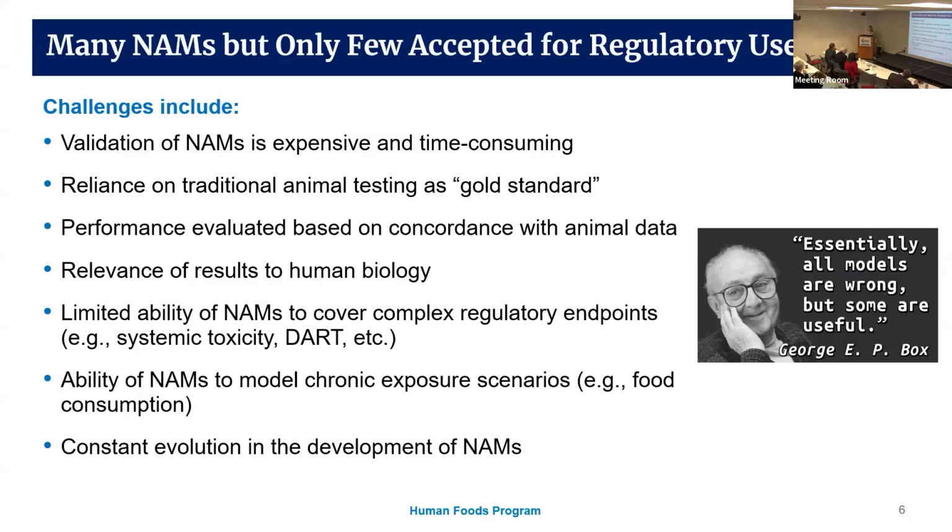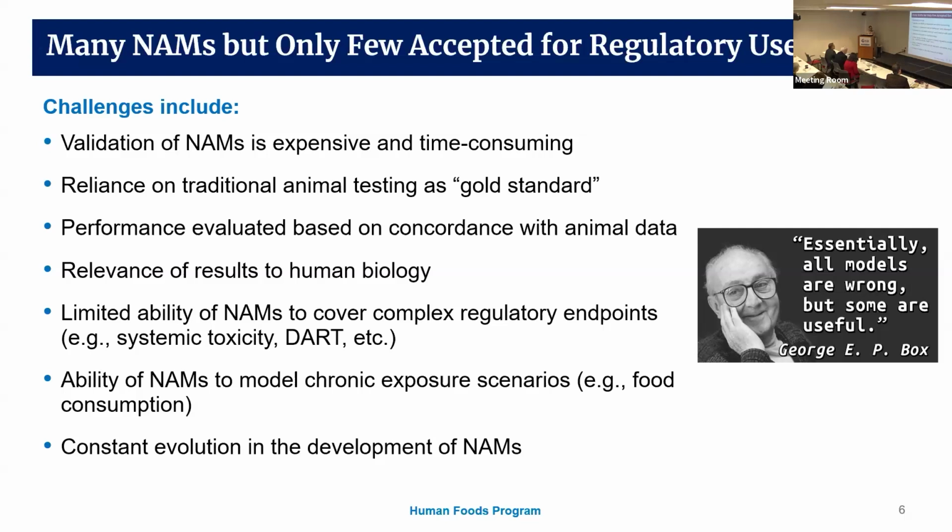Other challenges: there's a limited ability of NAMs to cover complex regulatory endpoints. I want to put more context around that. They're individual NAMs. A single NAM by itself is not going to be a one-to-one replacement for, say, a whole animal study, even though I just kind of downplayed animal studies. But I will say that one NAM individually is not going to be able to cover complex regulatory endpoints such as systemic toxicity, developmental and reproductive toxicity.